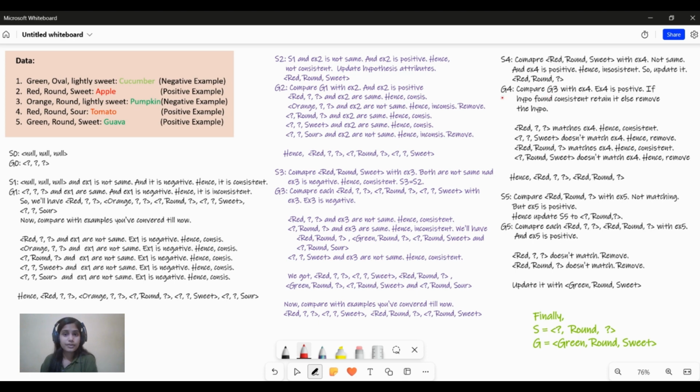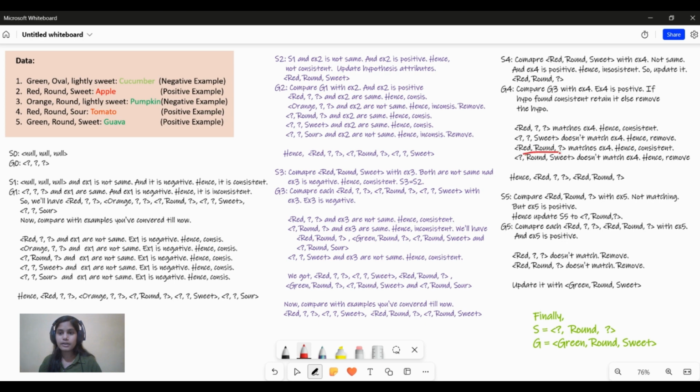Now let's compare the general hypothesis with this example 4. In the general hypothesis, we have these four hypotheses and we are going to compare all of them one by one. So red, question mark and question mark. Red covered, question mark covered, sour covered, and it is a positive example, so it is consistent. Now the next one, question mark and sweet. Here we don't have sweet and the example is positive, so it is not consistent and we will remove it.